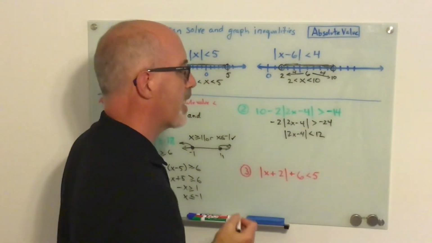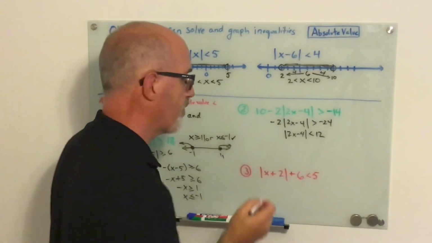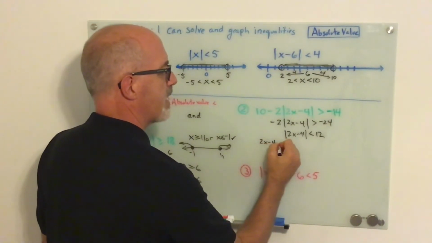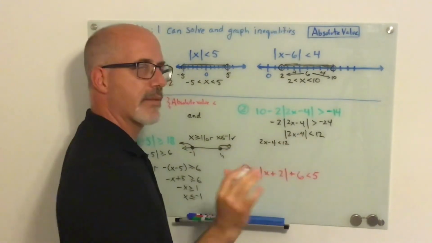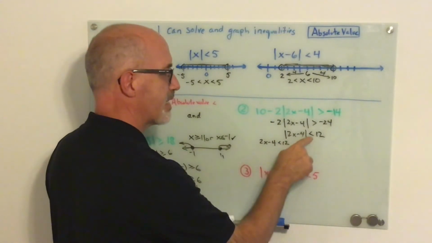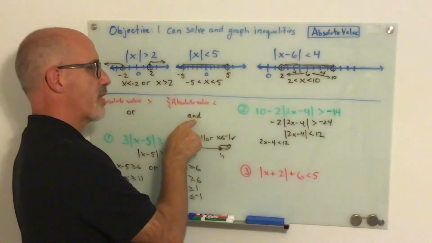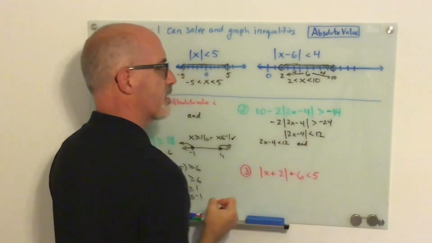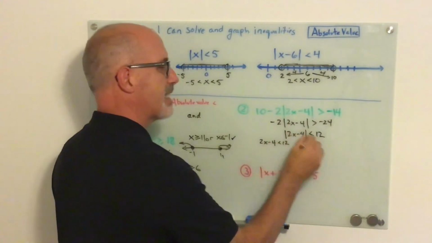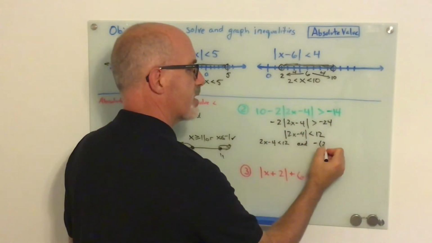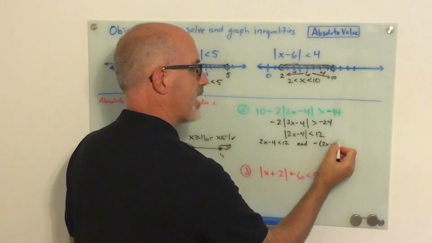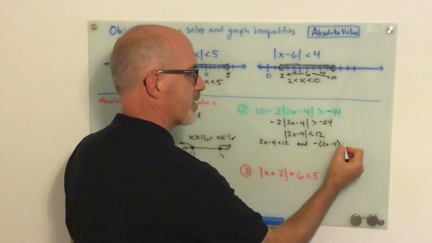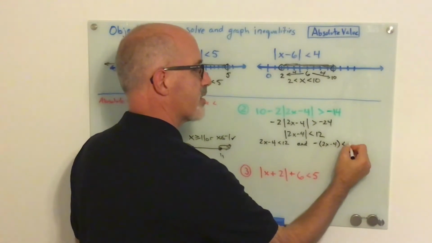Now that I've got my absolute value by itself, I'm going to set up two cases. 2x minus 4 is less than 12. Just drop the absolute value in the first case. Since it's a less than, I'm going to use the word and. So I put an and there. And now I'm going to take the opposite of what is inside the absolute value, because inside of there could be a negative. We'll take its opposite then, is less than 12.